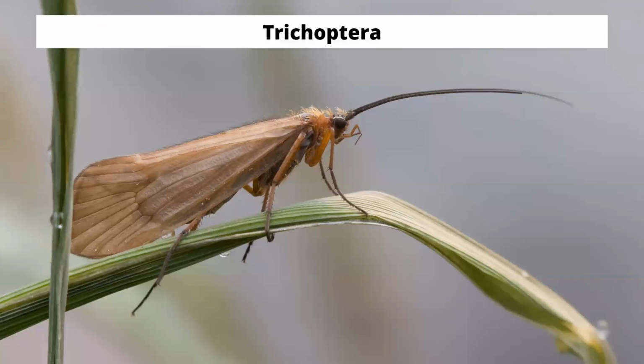Now, our last group in our EPT that we're going to talk about tonight is our Trichoptera. These are our caddisflies. And what you're looking at here is a caddisfly adult. Now, I will be very, very clear with all of you. It is nigh on impossible to identify caddisfly adults down to species, sometimes even down to family.